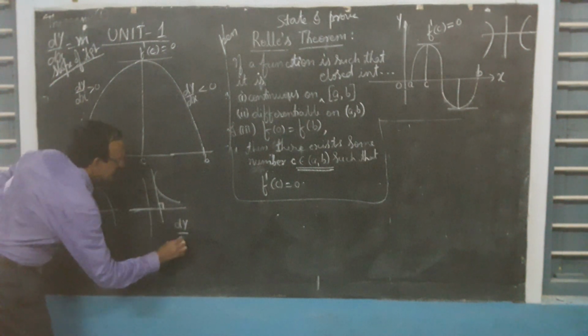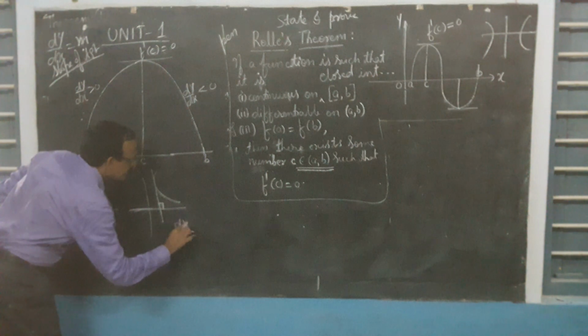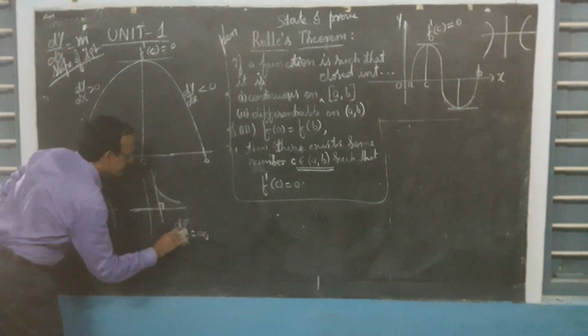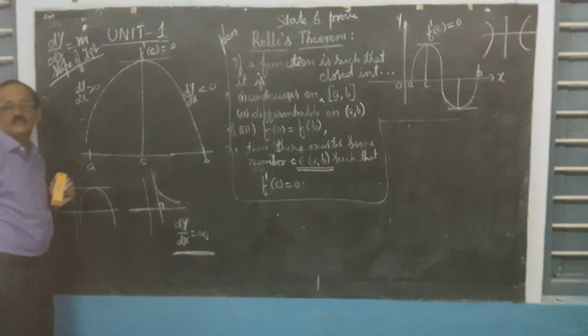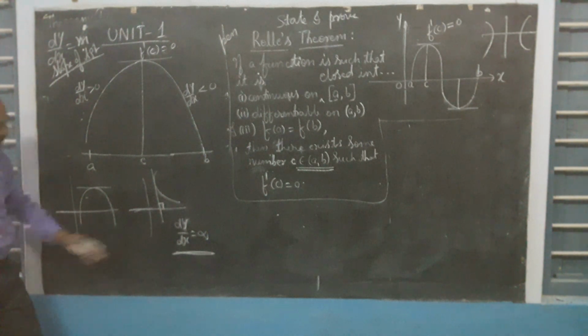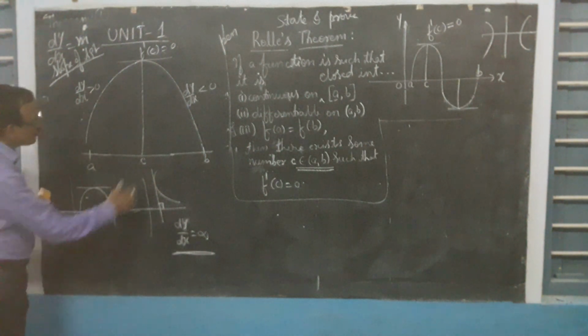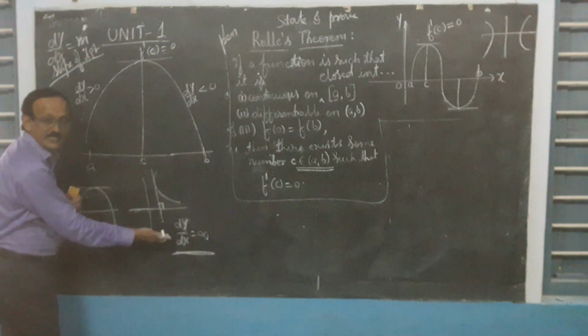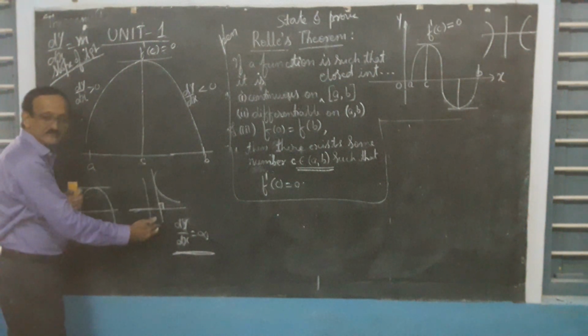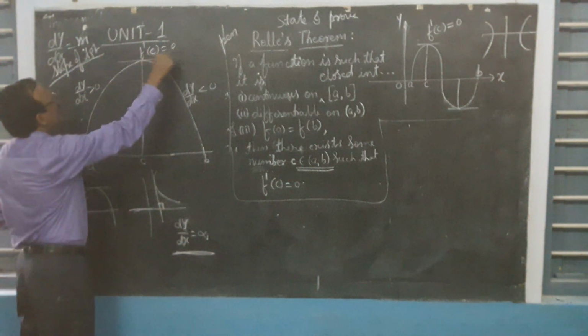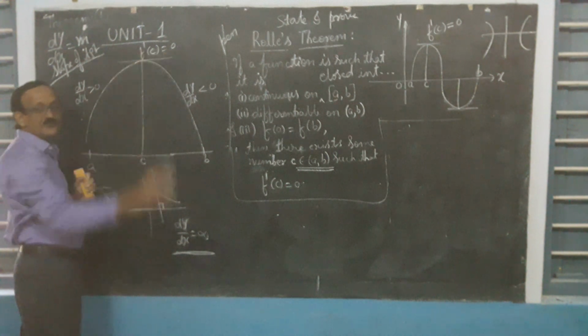Theta is 90, and tan 90 is infinity. dy by dx is infinity. Tan theta, when theta is 90, is infinity. If the slope is infinity, the tangent is vertical. If the slope is 0, the tangent is horizontal.